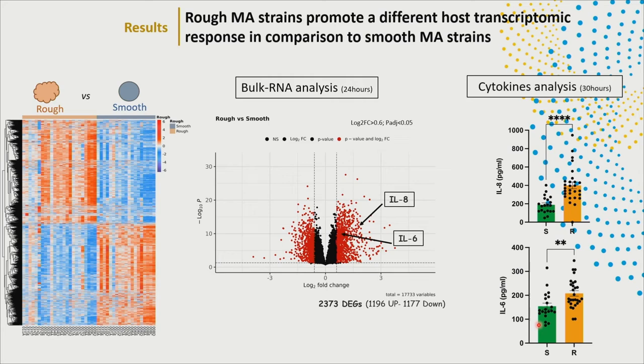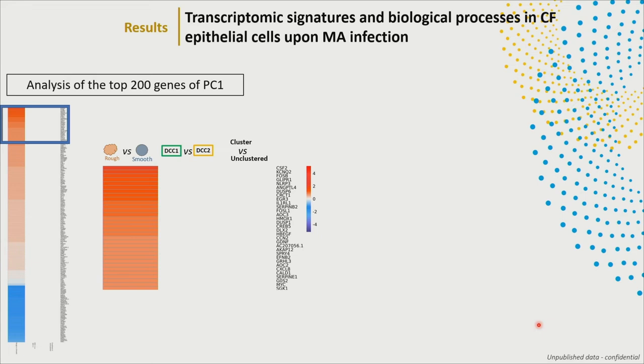So to go into detail on the biological processes involved in our model, we analyzed the top 200 genes present in principal component 1 in order to identify the gene expression pattern associated with the different stratifications that we considered. It's worth noting that in this way we could account for all the different stratifications in the same statistical model.